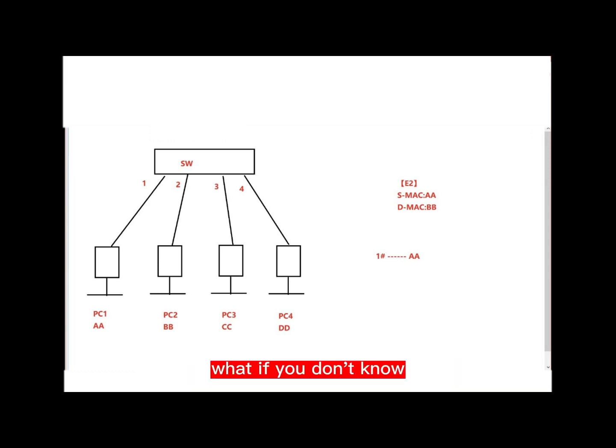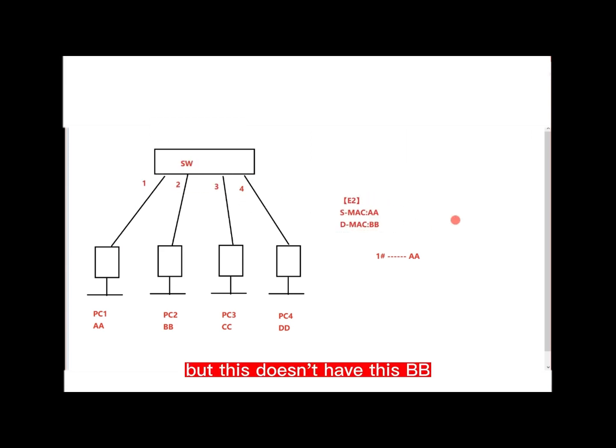What if you don't know? Now the destination is going to be B, but the switch doesn't have this entry for B. Then what should we do? If there is no entry in this switch, it is an unknown unicast data frame. Where does this data frame go? It doesn't recognize the destination MAC, so it will perform flooding.